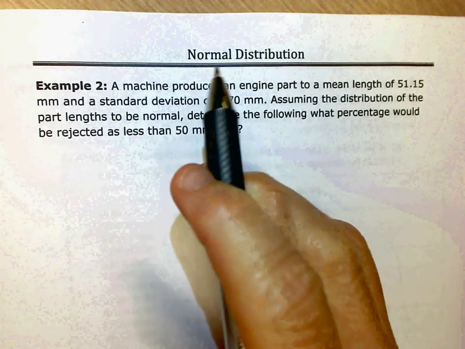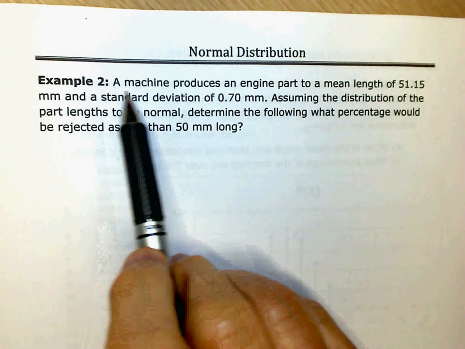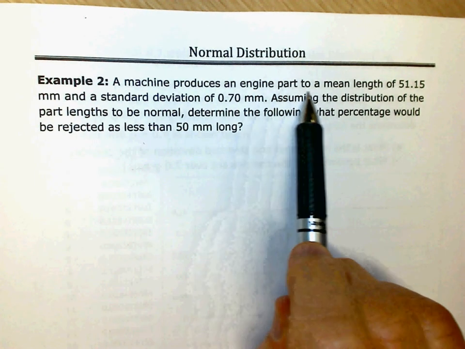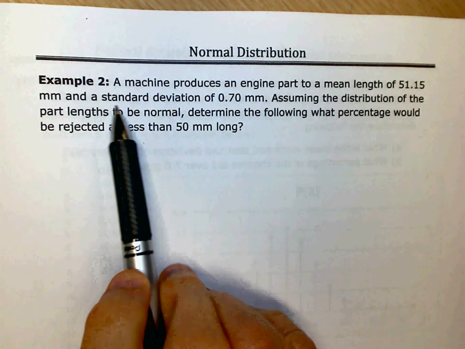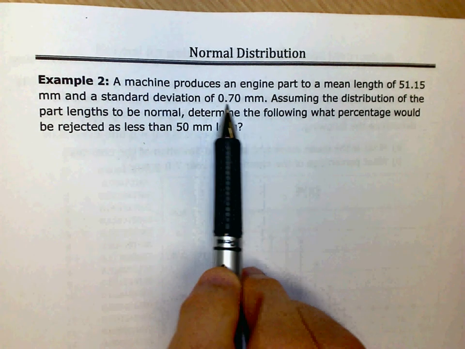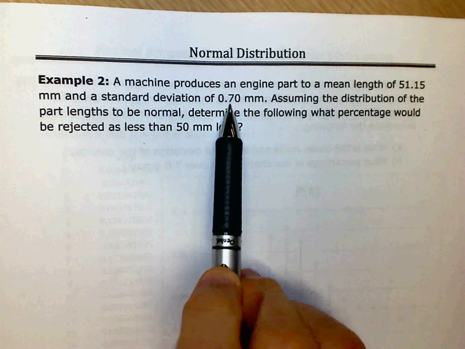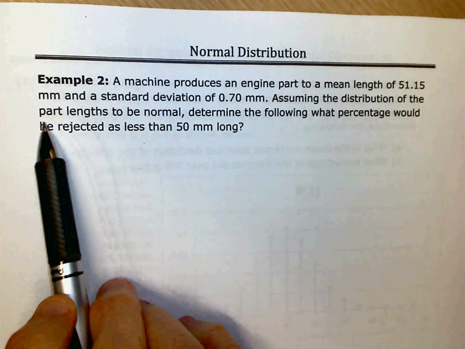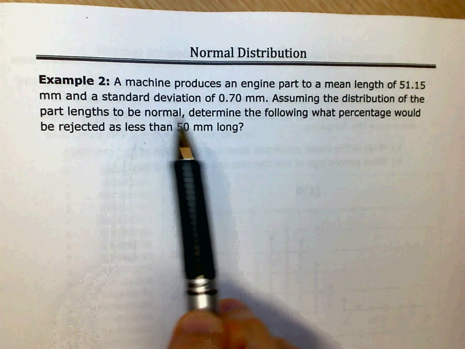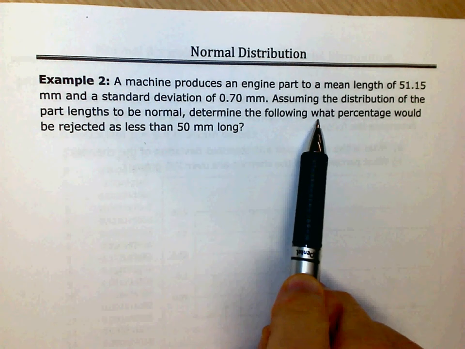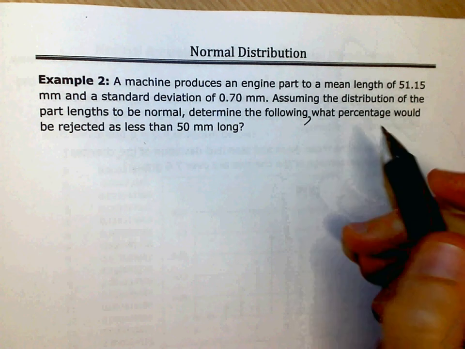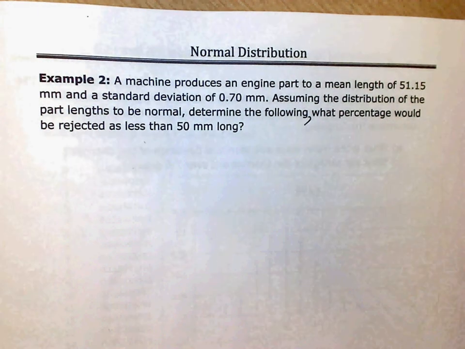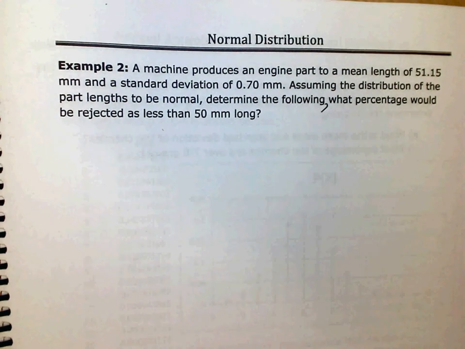Let's do a problem. A machine produces an engine part to a mean length of 51.15 millimeters and a standard deviation of 0.70 millimeters. Assuming the distribution of the part lengths to be normal, determine the following. What percentage would be rejected at less than 50 millimeters long? Let's draw a picture of this.